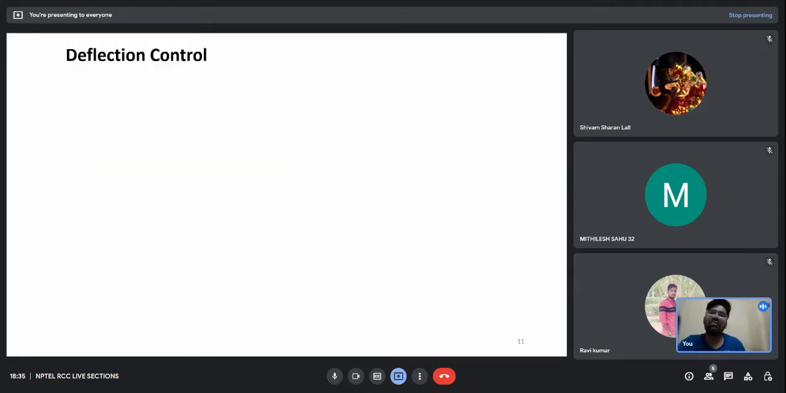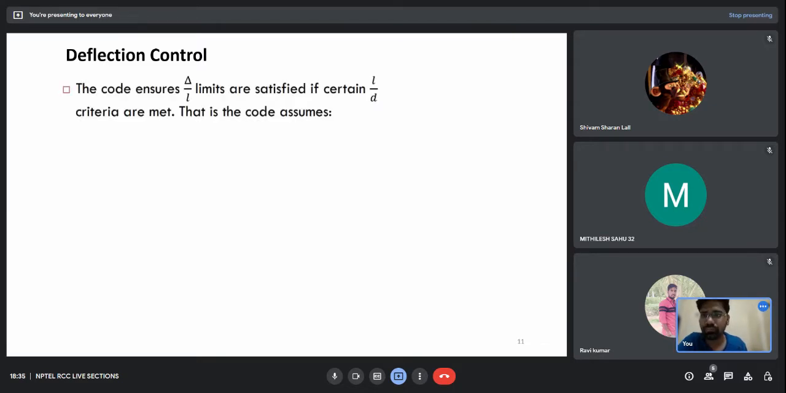Now we have completed the design of singly reinforced beam for the given loading. We have the breadth and the depth. We have the area of steel. Now we need to do some additional checks on our beam to ensure further serviceability or further safety of our beam. So before going to the check, let me first explain the various checks or the concepts behind this check. The first one being the deflection control.